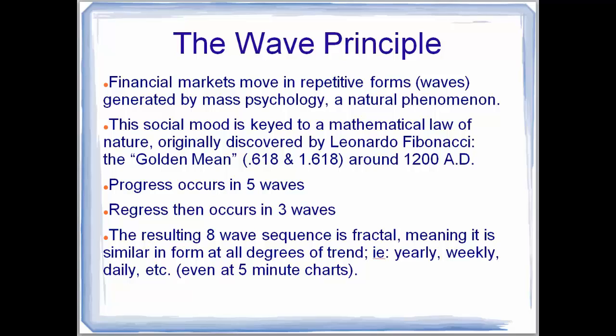What he discovered was that progress occurs in 5 waves, and regress then occurs in 3 waves, and that the resulting 8-wave sequence is a fractal, meaning it is similar in form at all degrees of trend. You can see it at work on yearly, weekly, daily, and even 5-minute charts.